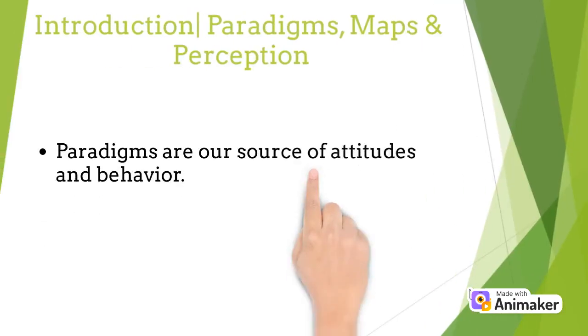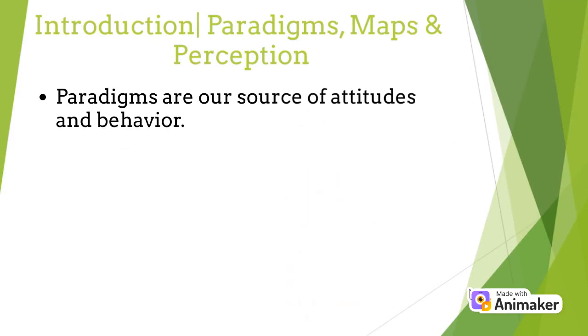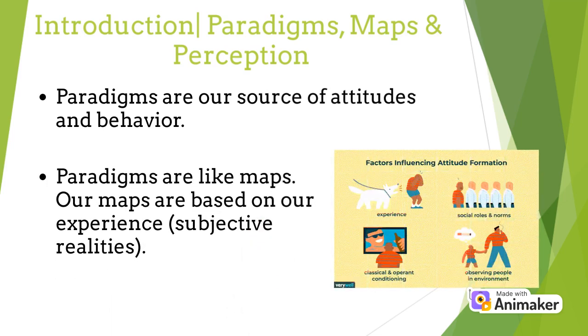Paradigms are our source of attitudes and behavior. These are influenced by personality ethics unconsciously, which in turn shapes our maps. This is one of the basic flaws of personality ethics. Paradigms are like maps. Our maps are based on our experience, subjective realities, and we consider that we are objective, but in actual we see things as we are conditioned to see them, influenced by society and personality ethics.